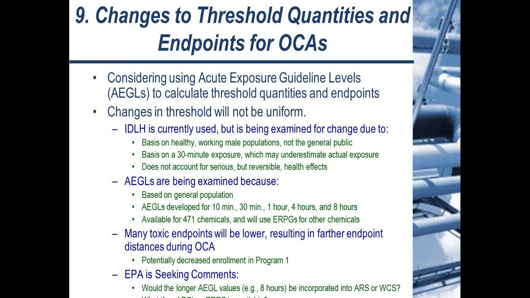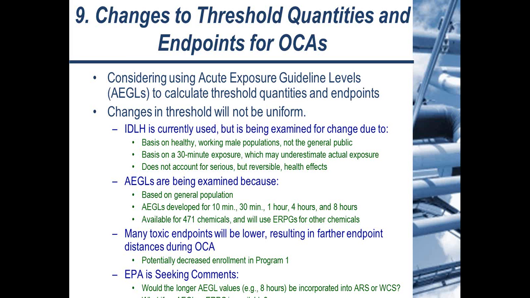So like I said, acute exposure guideline levels are being examined because they are based on the general population. These facts and figures would be much more holistic. They're going to look at the entire population that would be susceptible to this. They've also been developed for 10 minutes, 30 minutes, 1 hour, 4 hours, and 8 hours. And currently there are 471 chemicals. They did note that they're going to use the emergency response planning guidelines for other chemicals that aren't currently represented through the acute exposure guideline levels.